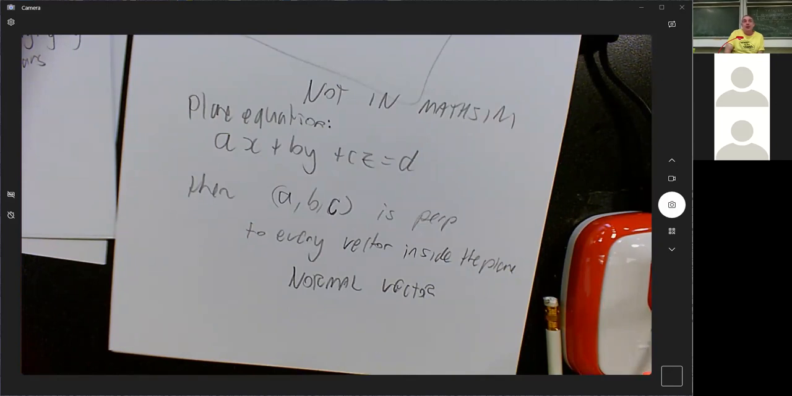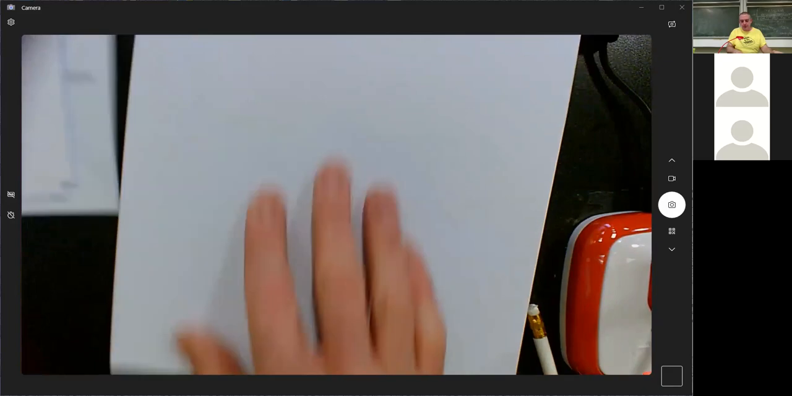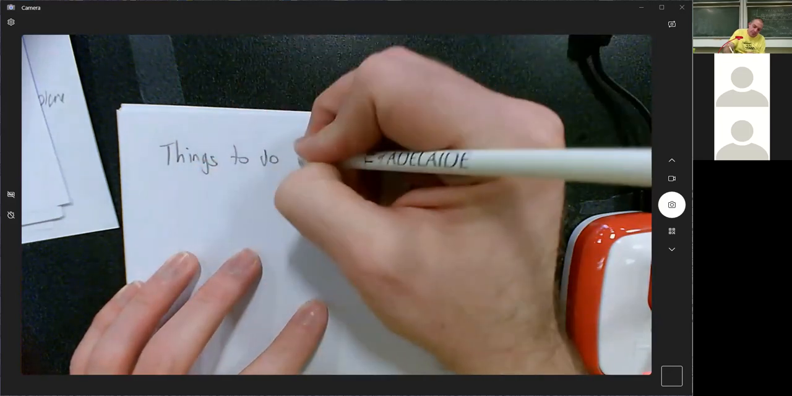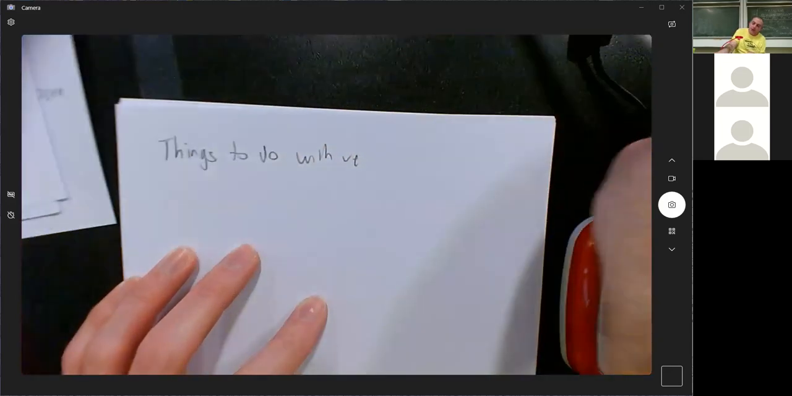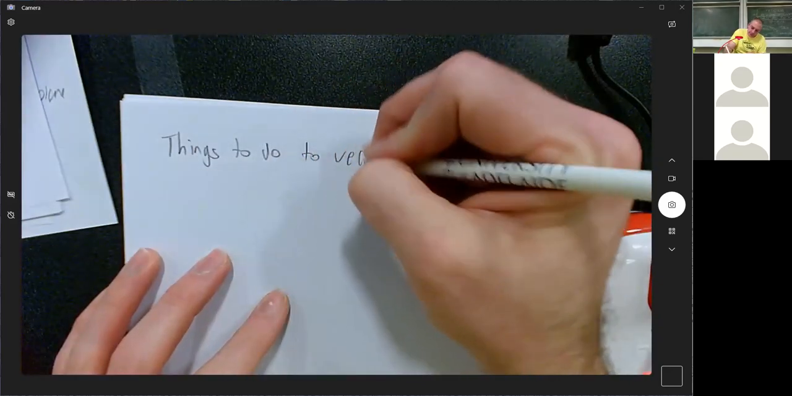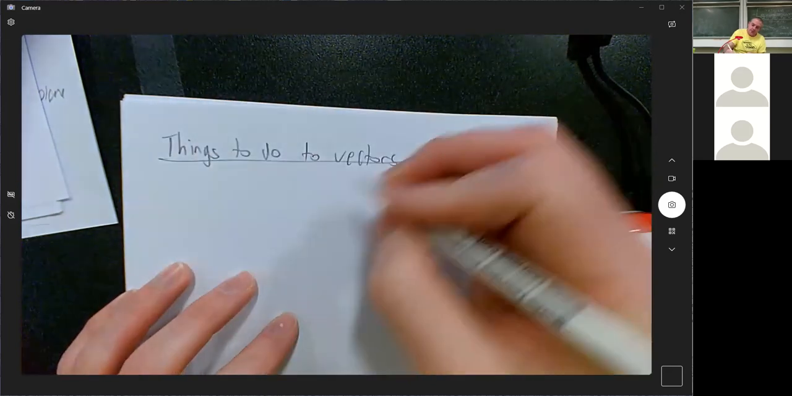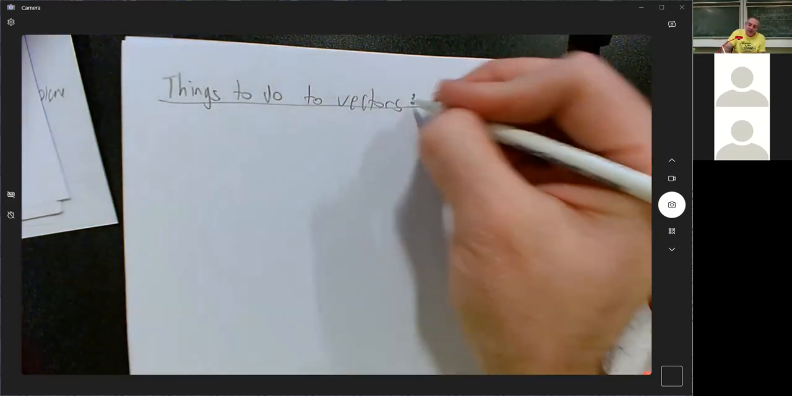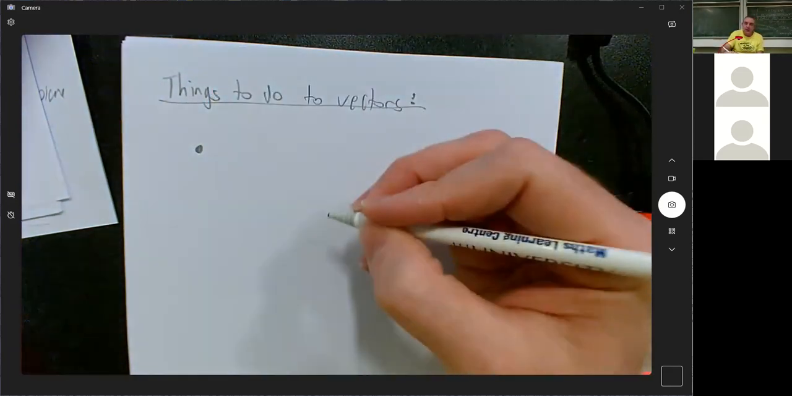But in order to use it, I'm going to need to do two other things that you can do to vectors in order to be able to use that information. No, I really mean two. That's not crossed out, it's an underline, it's just not lined up correctly. So, things to do to vectors. The first thing to do is the dot product.